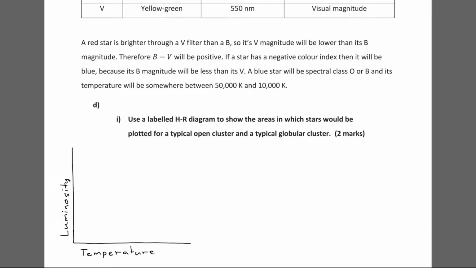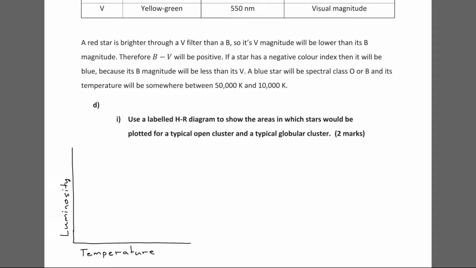Question 33. Okay, Part D, Part 1 asks, use a labelled HR diagram to show the areas in which stars would be plotted for a typical open cluster and a typical globular cluster. So clusters are just groups of stars where they form, basically.